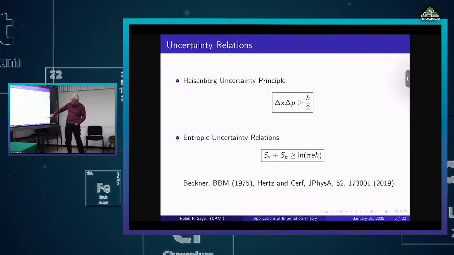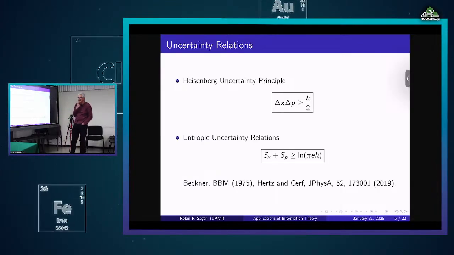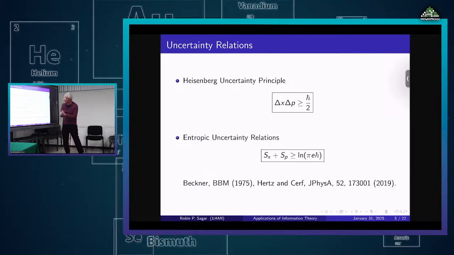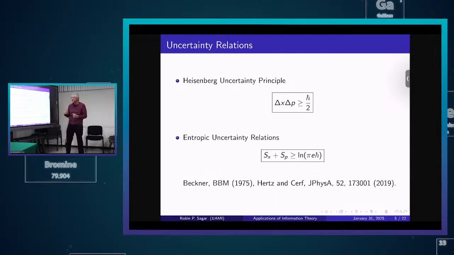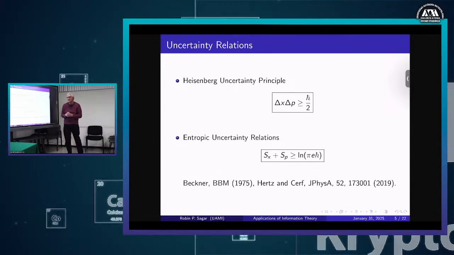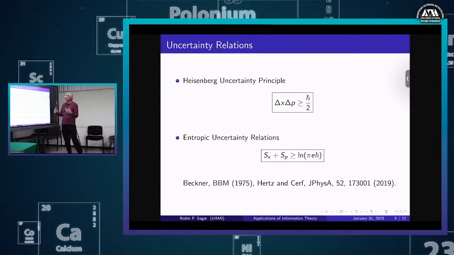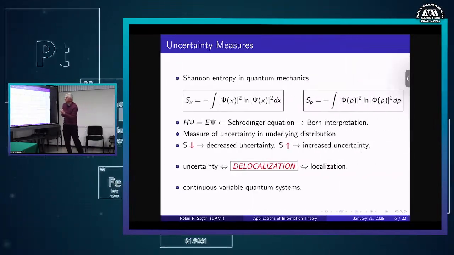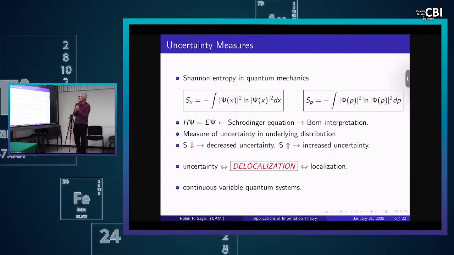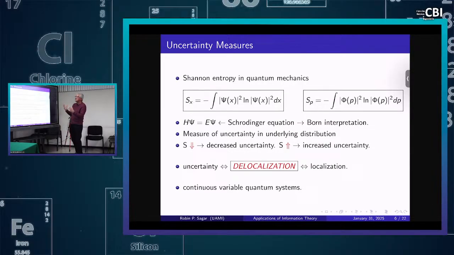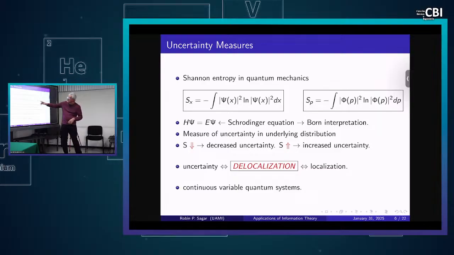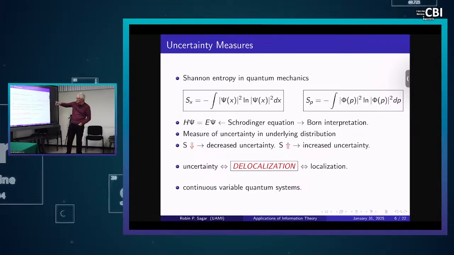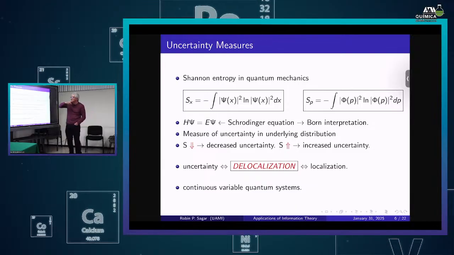Later work that was published in 2019. Okay. So now entropies and the sum of the entropies, the x position, p momentum space. It's a formulation of the uncertainty relation. Now uncertainty measures. Now, Shannon entropy in quantum mechanics, these are the position space Shannon entropy on the left, and on the right, the momentum space Shannon entropy.